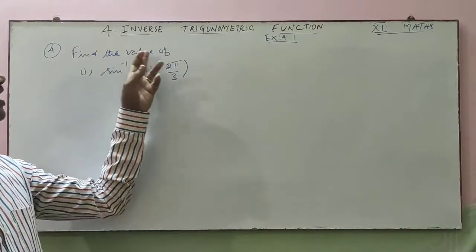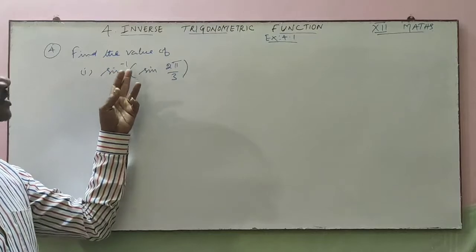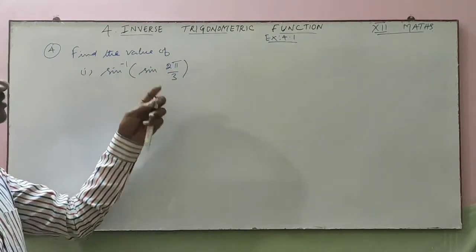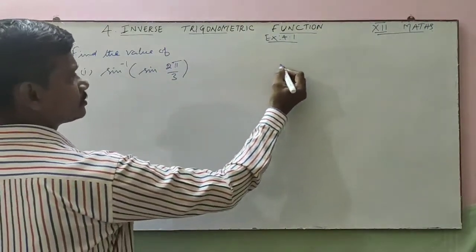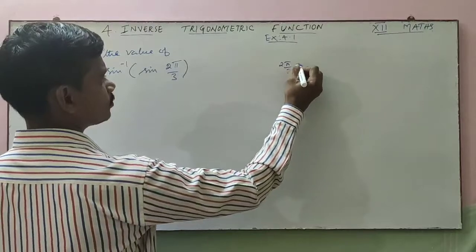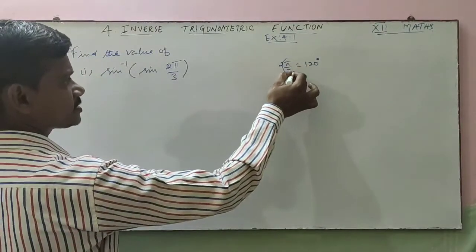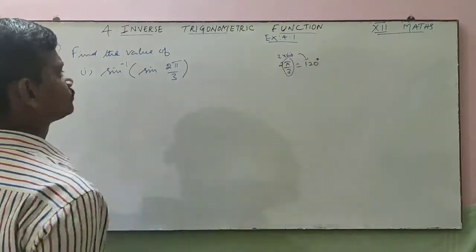Fourth sum, find the value of first subdivision, sine inverse of sine of 2 pi by 3. So sine inverse of sine of 2 pi by 3. Here the 2 pi by 3 is the 120 degree. Pi by 6 is 60, 60 into 2 gives 120.